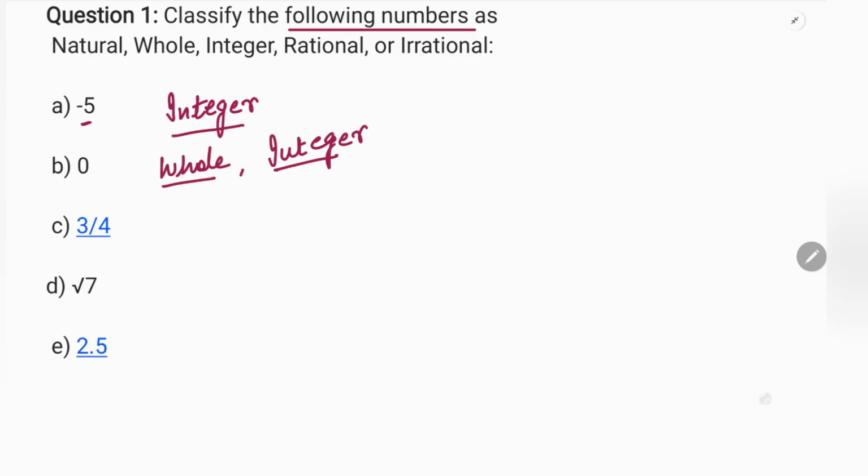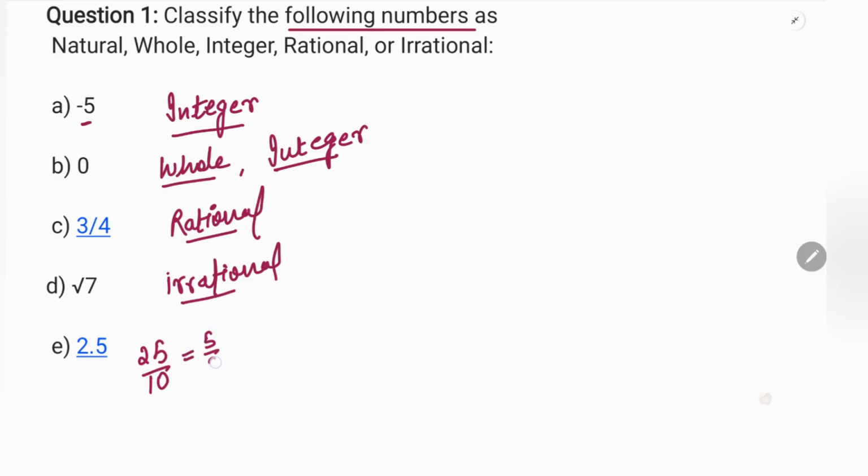3 by 4 is a rational number, right? This is an irrational number, and this is 2.5. It's in decimal. If you remove the decimal, you will get 25 by 10. That means if you simplify it, it is 5 by 2. That means it can be written as a fraction, so it is a rational number. So this is how we can classify, right?